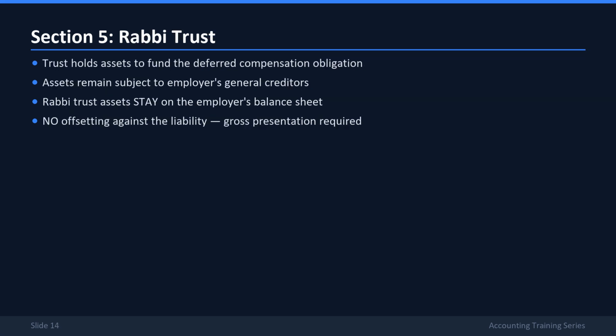Also from Section 5, the rabbi trust is a funding vehicle where the employer sets aside assets to meet the deferred compensation obligation. The defining feature of a rabbi trust is that the assets remain subject to the claims of the employer's general creditors in the event of insolvency. Because of this creditor exposure, the trust assets stay on the employer's balance sheet rather than being removed. The deferred compensation liability also stays on the balance sheet. The two must be presented gross, meaning they cannot be offset against each other.